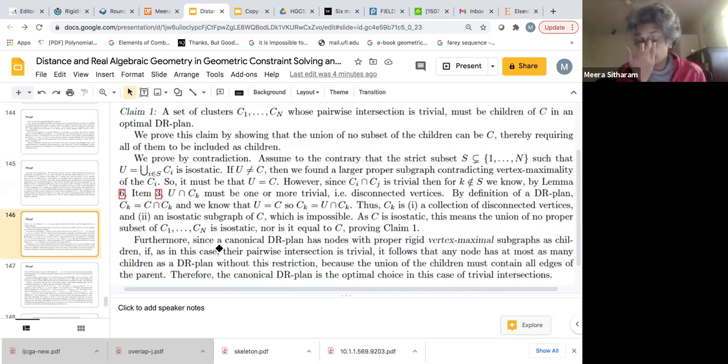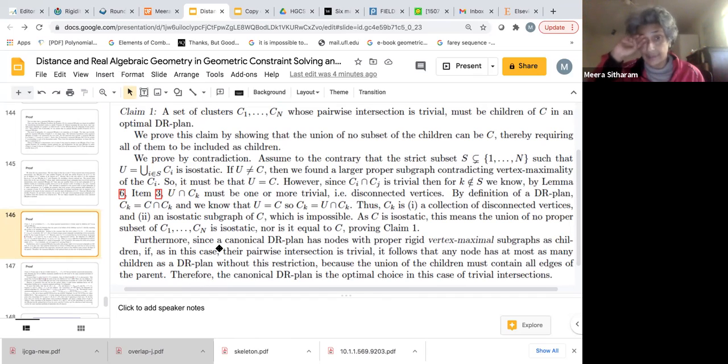Okay, so now we can go ahead and start proving the two claims. The first claim says that the set of clusters whose pairwise intersection is trivial must be children of C in an optimal DR plan. So what we're saying is that in an optimal DR plan, if C has a bunch of rigid vertex maximal proper subgraphs whose pairwise intersection is trivial, then they must be children.